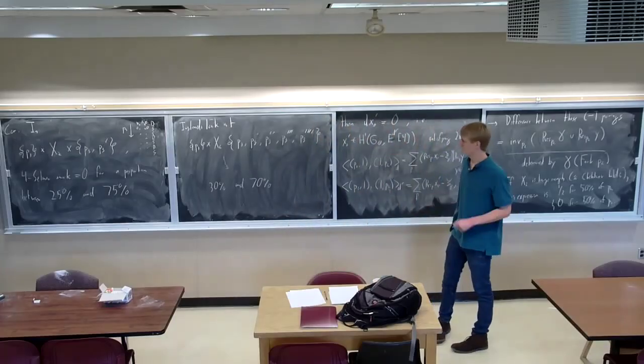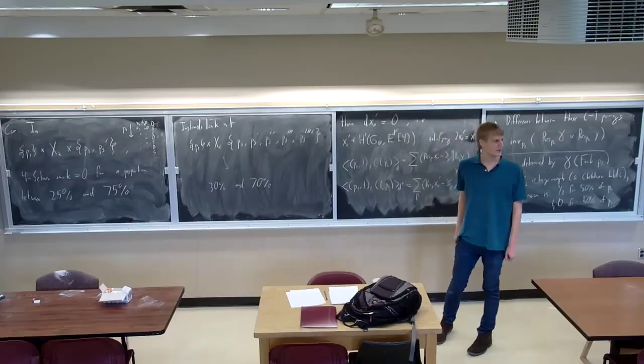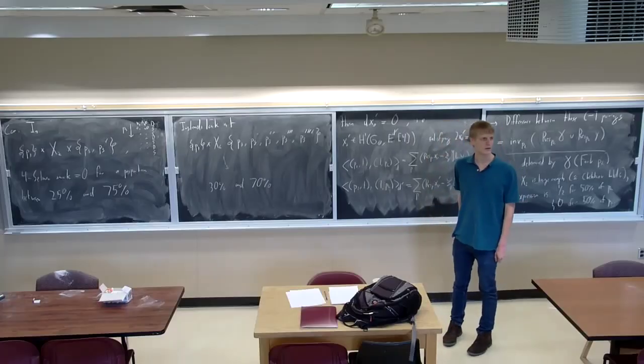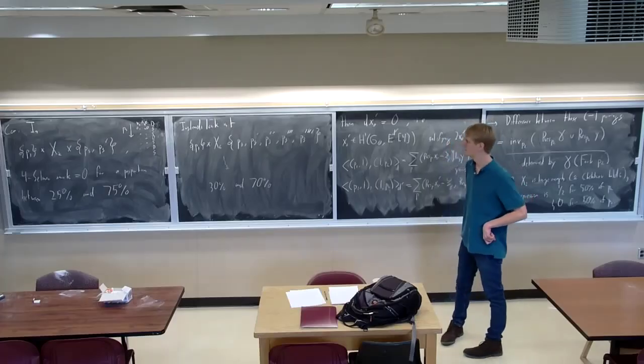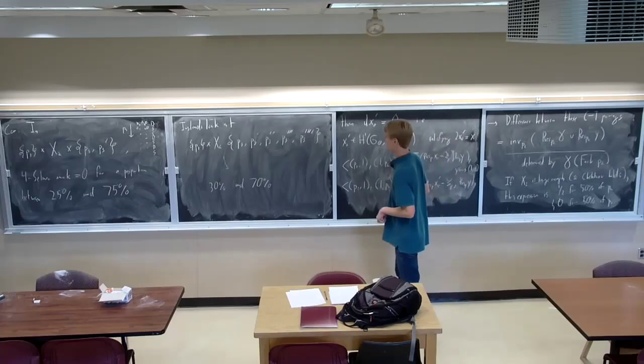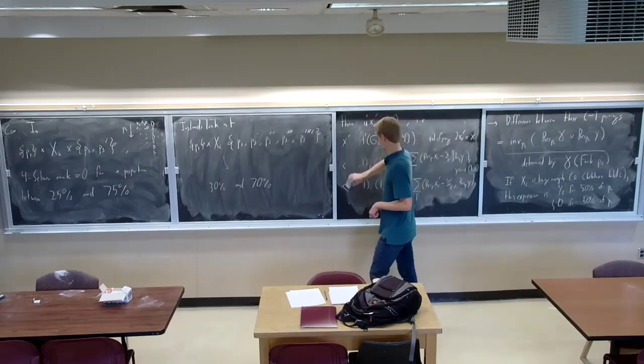So this was the calculation I wanted to do for 4-Selmer groups. Before I continue, are there any questions? Okay.